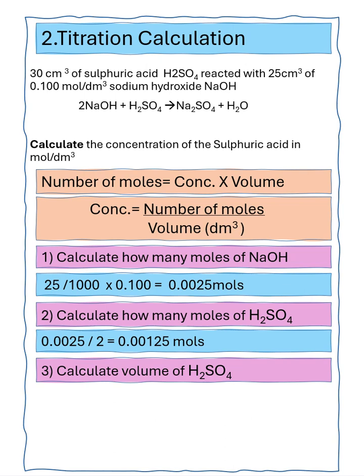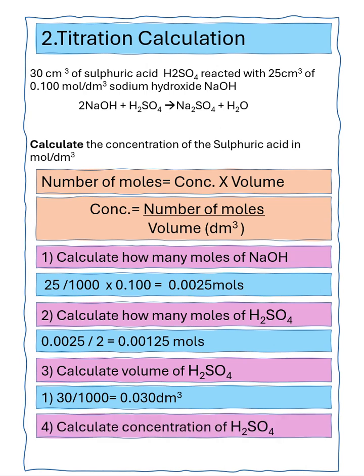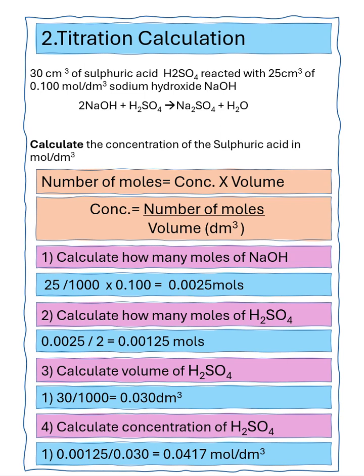We then calculate the volume of sulfuric acid, because we need it in decimeters cubed. So we know we've got 30 centimeters cubed of sulfuric acid, so we divide it by 1,000, and that's 0.03 decimeter cubed. And then we can use that information to calculate the concentration of H2SO4. We know the number of moles and we know the volume. So it's number of moles 0.00125 divided by volume 0.03, which gives us a concentration of 0.0417 moles per decimeter cubed.